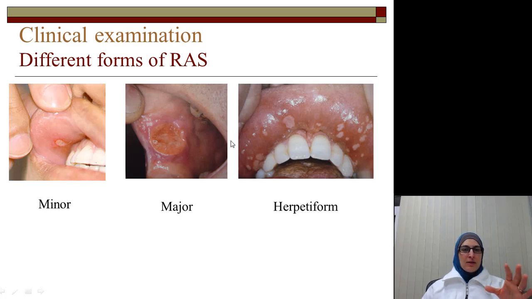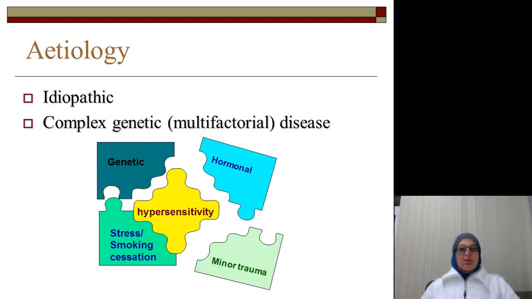It can happen because it can be presented in any form because the underlying cause is the same, which is immune hyperactivity or immune mediated. It is sort of a complex genetic disorder, or we call it multifactorial, where there are certain genes involved. There might be hormonal effects, there might be hypersensitivity to certain types of food. Stress is the major contributing factor.